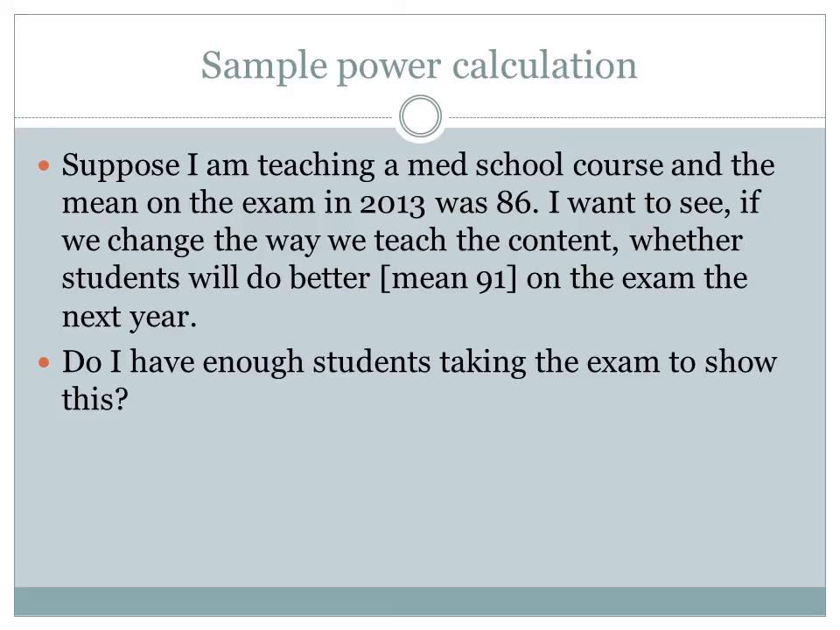Just suppose I'm teaching a med school course and the mean on the exam in 2013 was 86. And I want to see if we shake things up and change the way we teach the content in this course, whether students will do better on the exam the following year. And by better, I think like a 5-point difference in the mean would be what I would consider clinically significant. That's what I would want to see. So my question is, do I have enough students taking the exam to show whether there's a statistically significant difference in the mean?